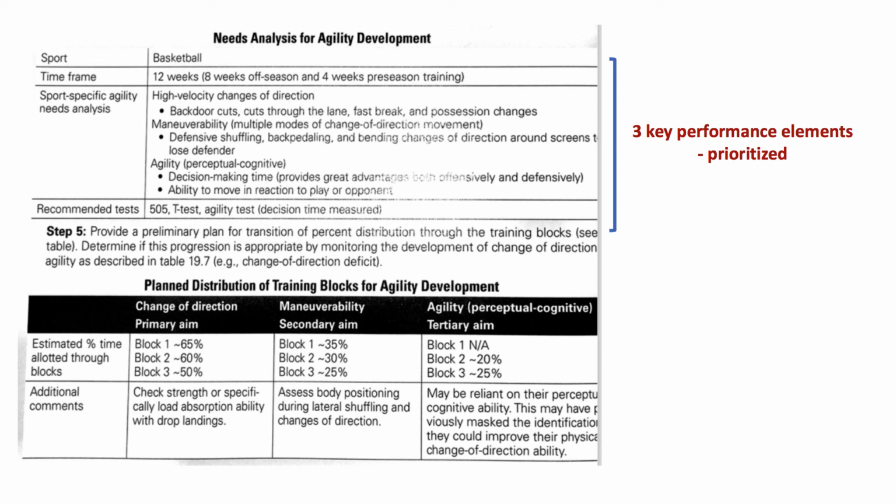This slide provides an excellent example of how you would do a sport-specific agility assessment, and these are the steps that are involved. Defining the sport, the time frame, the specific agility needs analysis, the recommended tests, and developing kind of a planned distribution of the training blocks.